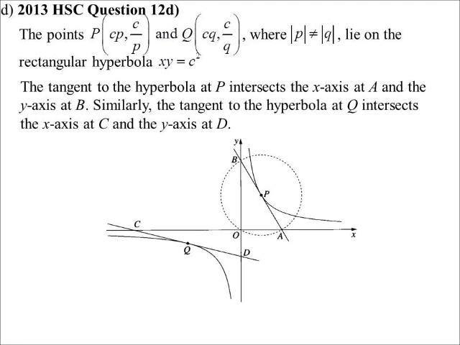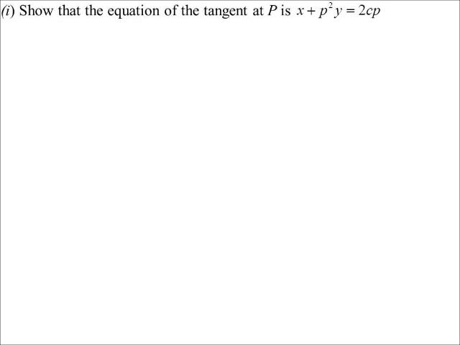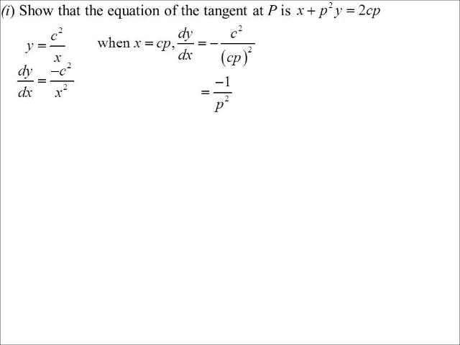All right, the tangent to the hyperbola at P intersects the x-axis at A, y-axis at B. Similarly, the other tangent at C and D. Okay, they've got a nice dotted circle drawn in there for some reason. Show that the equation of the tangent is the first part of the question. There's our gift mark, our standard. Okay, find the equation of a tangent. So we'll differentiate. We want to know at the point when x equals CP. There's the slope, minus 1 on P squared.